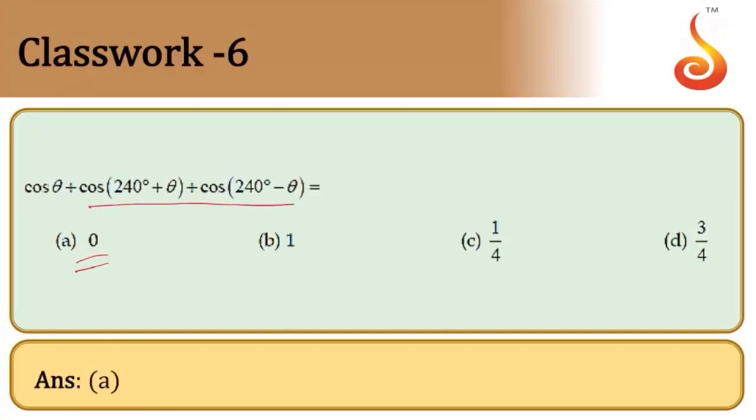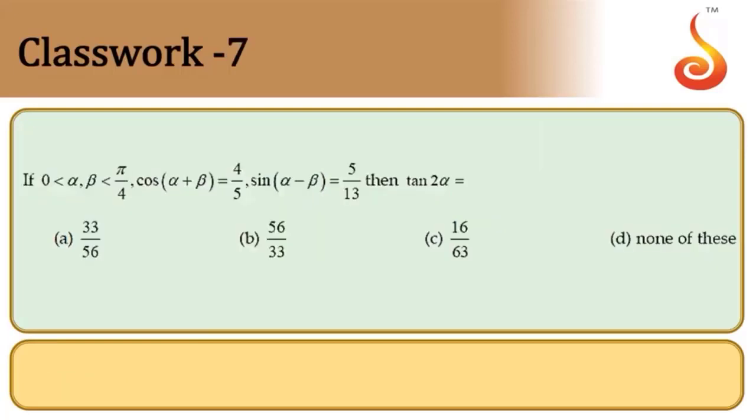Otherwise, you can also work out this problem using cos(a plus b) plus cos(a minus b) is 2 cos a cos b. We can also do it as cos theta plus 2 times cos 240 multiplied by cos theta respectively. This will become minus a half, therefore it gets cancelled, and we get the answer value 0. Let's proceed to the next problem.